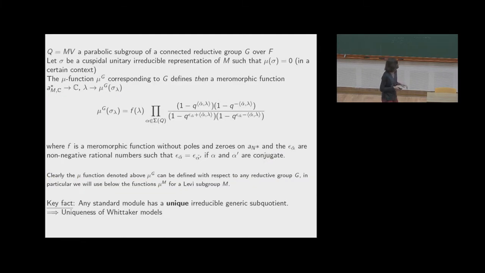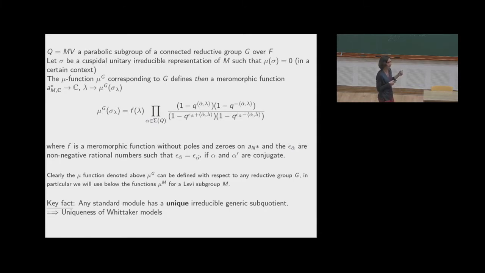One last definition, one last way to see this mu function. It's in the context of a cuspidal representation sigma of Levi M, unitary irreducible. What I mean by in a certain context is that you need this mu M alpha to cancel on sigma for each alpha. If you get this condition, then you can write this mu function as this polynomial, depending on this lambda, which is the parameter. Here you have complexified the picture, but this lambda, we will look at the real part of it.